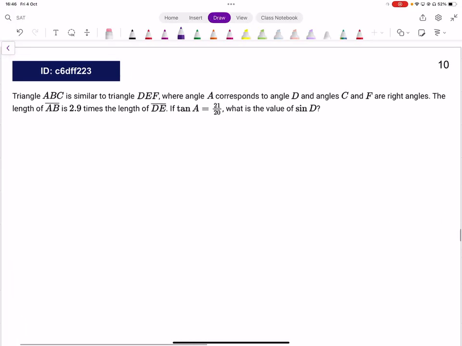Okay, triangle ABC is similar to triangle DEF, where angle A corresponds to angle D, and C and F are right angles. So let's just make those two triangles. Length of AB is 2.9 times the length of DE. That means ABC is the bigger triangle. C is the right angle. Let's say this is ABC like this, and the other is DEF like this. These are right angle triangles.